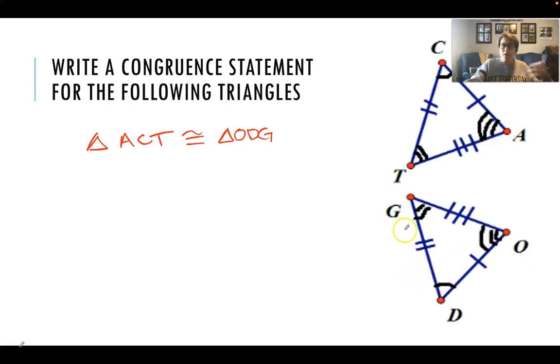Doesn't really matter. I went off of sides. The other way that I just mentioned would be going off of angles. Doesn't matter as long as the corresponding pieces are together. So AC is with OD, as it should be. CT is with DG, as it should be. And AT is with OG, just as it should be. As I look, A has the same measure as O for angles, C corresponds with D, T corresponds with G. So all of that makes sense, and it's in the correct order.